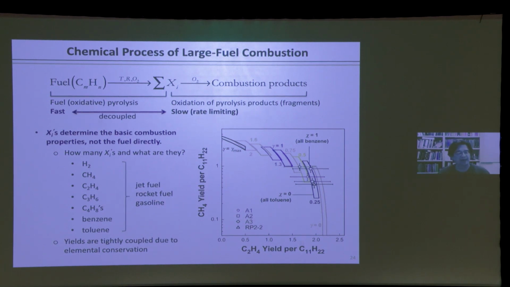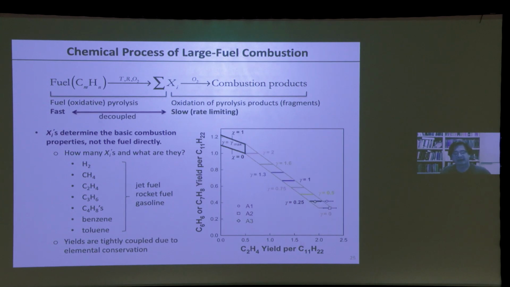But since the carbon to hydrogen ratio in the fuel is known, in fact, your dissociation products must be correlated to each other. For example, if you look at the ethylene yield per any kind of fuel molecule called C11H22, plot against the methane yield, they are highly correlated, okay? And those are a few bands that depend on the benzene to toluene ratio. And you can show this, those bands constrain methane yield and ethylene yield very tightly, in fact. And those are some measurements done in Hanson's shock tube for several different fuels. And also, if you look at the aromatic yield, they're also very bound.